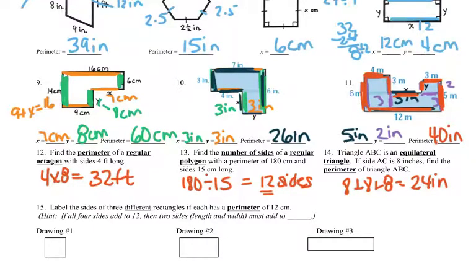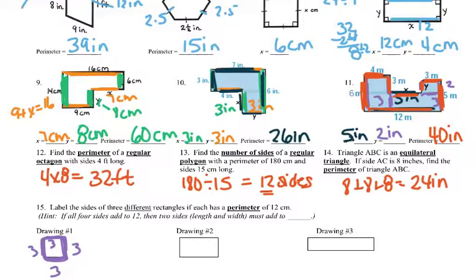Last one, this we're going to take with us into the next section. Label the sides of 3 different rectangles if the perimeter is 12. Well, there's 3 different ways you can get a perimeter of 12 in a rectangle. This one looks like a square, right? Aren't all sides equal in a square? 3, 3, 3.